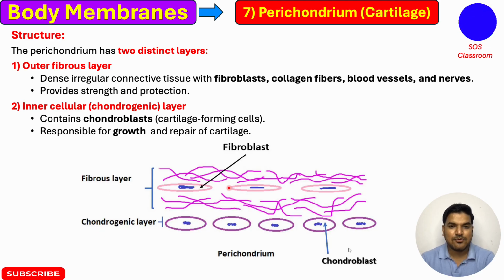The outer fibrous layer is made by fibroblasts. You can see the fibroblasts, and these are the different types of collagen fibers, blood vessels, and nerves. Fibrous layer means a tough layer, and it also provides strength and protection to the surfaces. Next is the chondrogenic layer, meaning the presence of chondroblasts. Chondroblast cells help form new cartilaginous cells and are responsible for the growth and repair of the cartilages. If your cartilage is damaged, it is replaced by new cells from the chondroblasts.